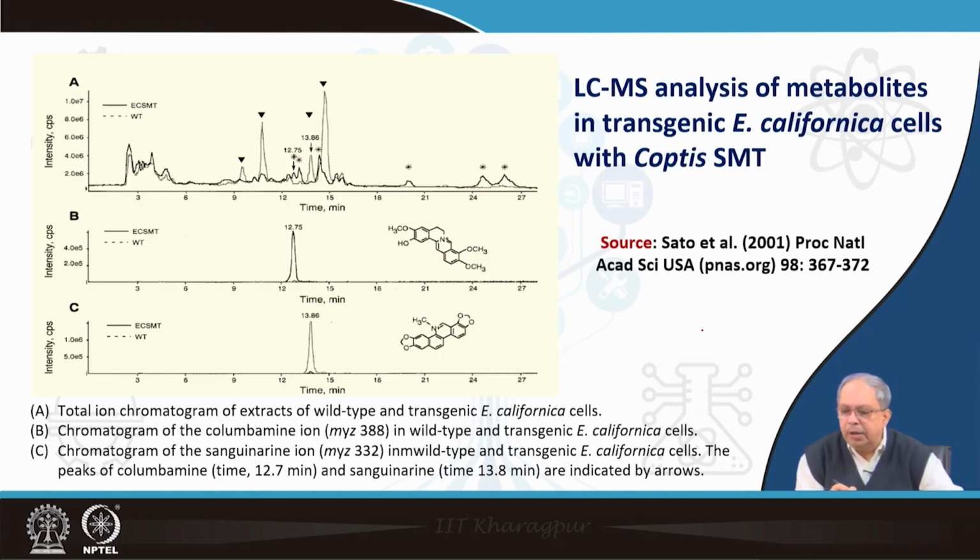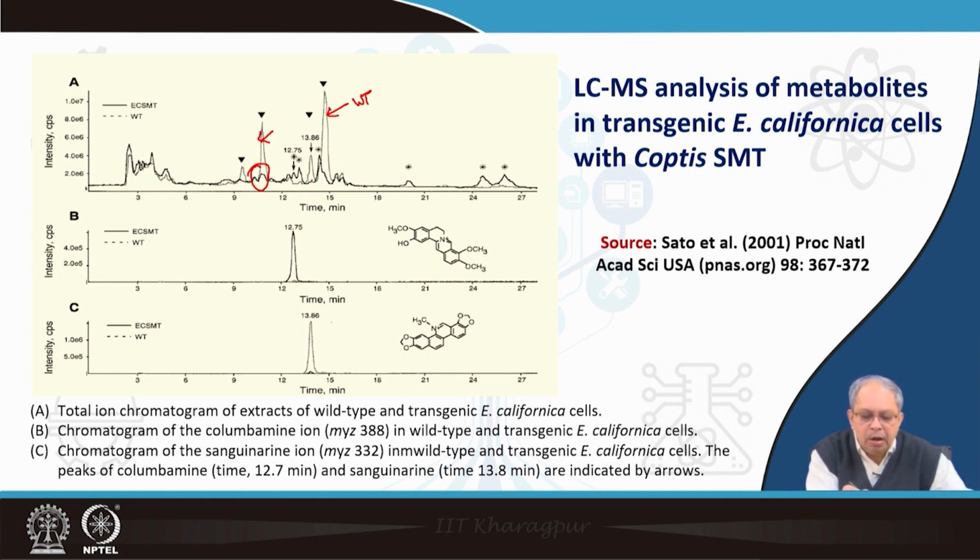Now, let us see what happened in the California poppy, that is Eschscholzia californica. So, there when the Coptis SMT is expressed, here the dotted line is basically the wild type, and the solid line is basically the transformed. So, what has been found, if we particularly see the first one, we see there are a lot of changes. For example, in wild type there are two peaks where intensity is more. Now, if you see in the transformed or transgenic line, this has got suppressed.